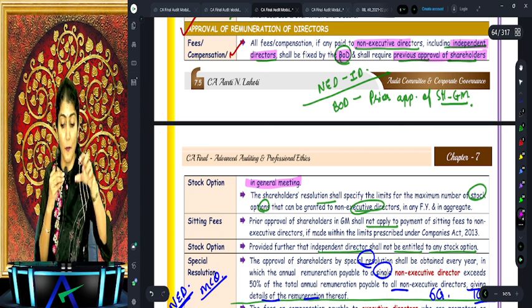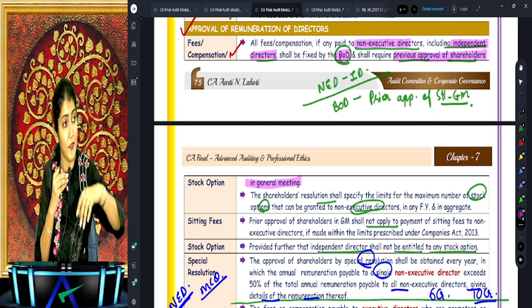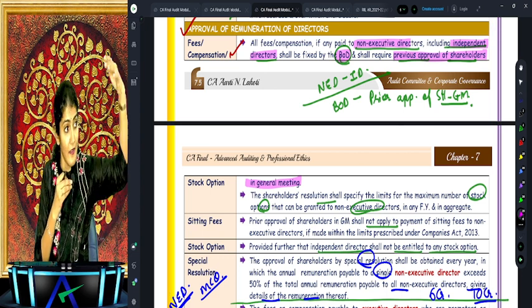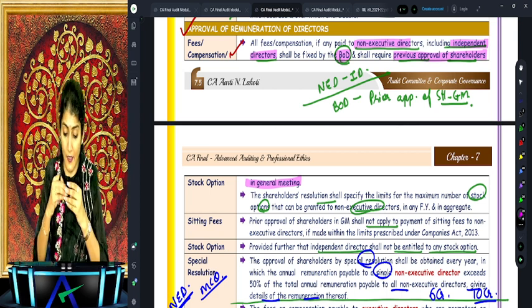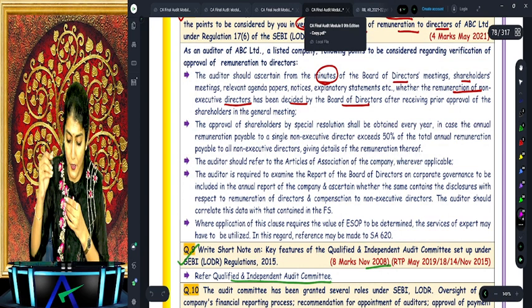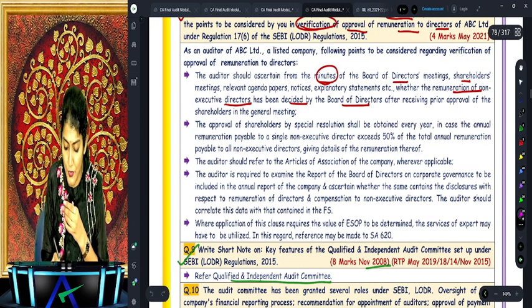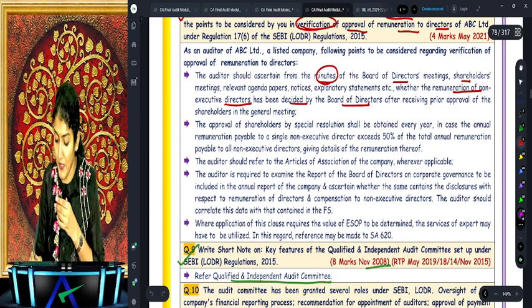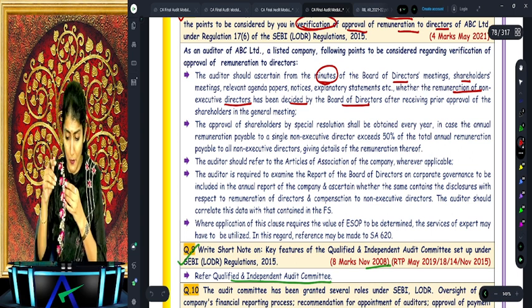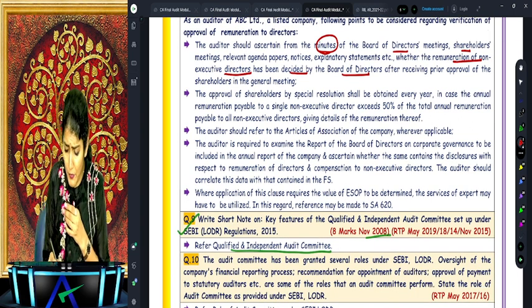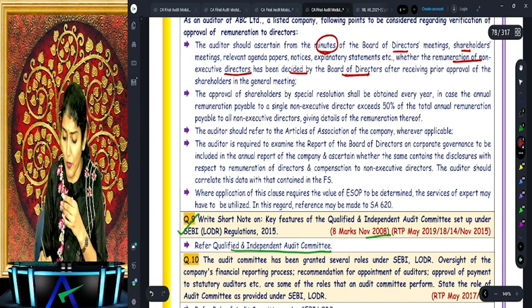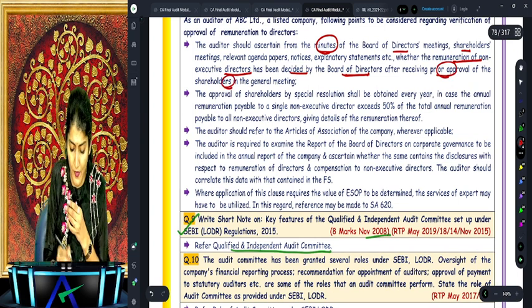So now this is the provision. So now in order to check this provision, what we are writing? Inspect the minutes of the meeting. Are you able to follow that? Right? That in order to do the checking for this particular provision, what we are writing, the auditor should ascertain from the minutes of the meetings of the board of directors, shareholder meeting whether the remuneration to be paid to the non-executive directors has been decided by the board after receiving the prior approval of the shareholders.